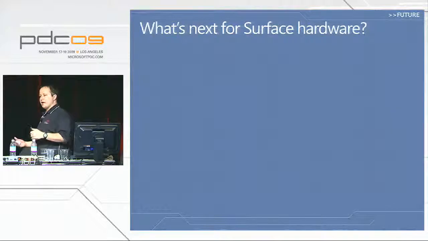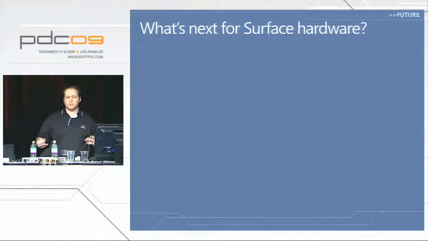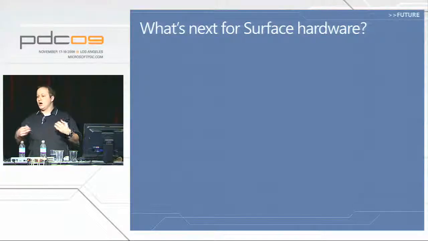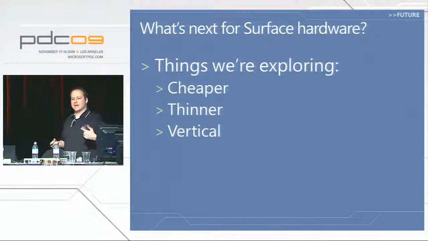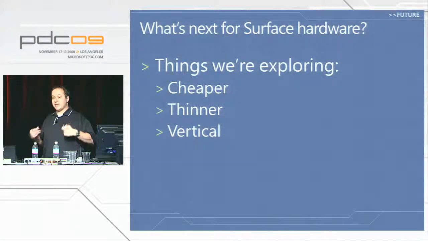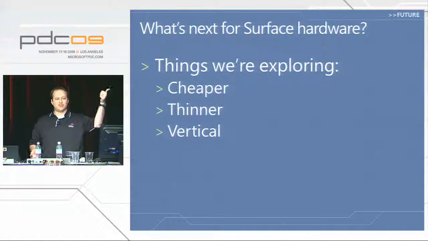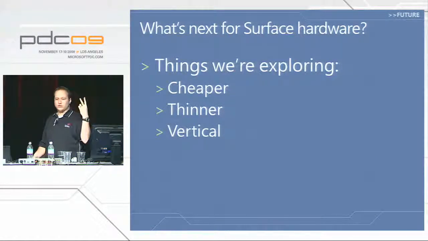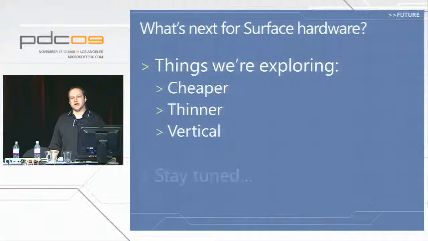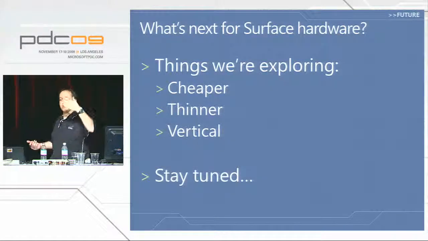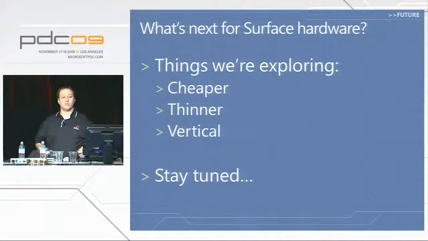So we've talked a lot about software. You're probably wondering what's new for hardware at Microsoft Surface. We get this question all the time. I'm not really allowed to announce anything today, but I can say 3 things that we're definitely exploring very vigorously. One is getting things cheaper, getting that cost down. Two is getting things thinner. And three is giving our partners the option of taking the Surface hardware and putting it in vertical settings. So stay tuned for more on that.